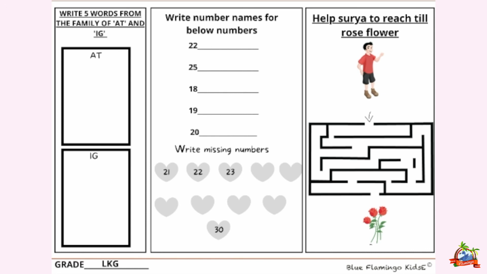Let's move to our last section, which is of EVS. The question is, help Surya to reach till flower. Okay, here a maze is given. You have to cross this maze by drawing a line. You have to draw a line to cross this maze and take Surya to the flower. I hope you will be able to do this.